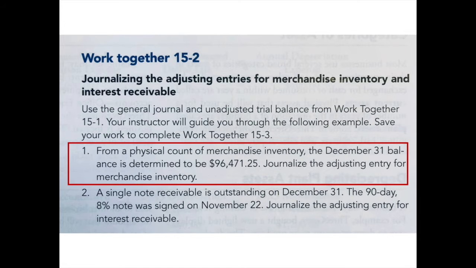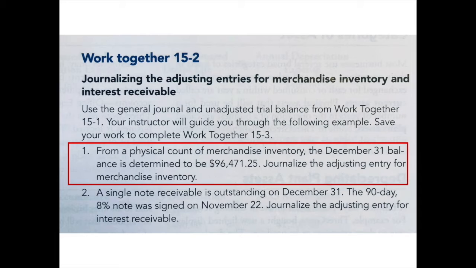Okay, now we're going to complete the work together as we summarize these adjustments. So let's go to your work together in your book on page 449. And you will need the work together papers that we used for section 1. We will also be using those in work together 2.